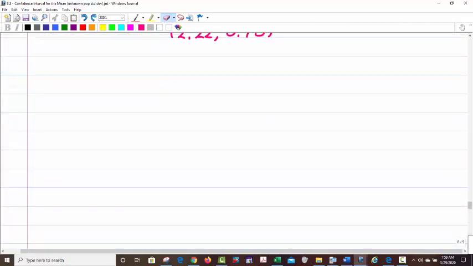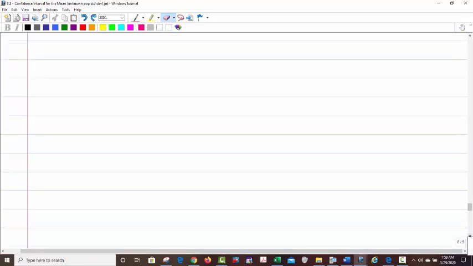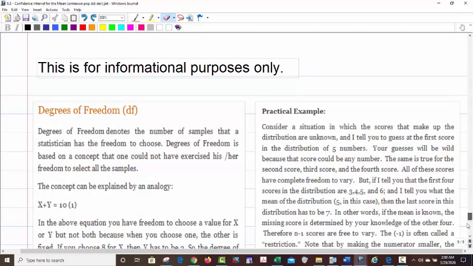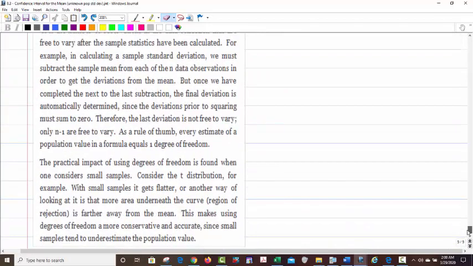And I think that's the last one, because the last page is that whole blurb about the degrees of freedom and all that stuff that you don't have to worry about. So make sure that's it. So yes, that's it. That concludes this video on confidence interval for the mean, population standard deviation unknown, t-intervals.